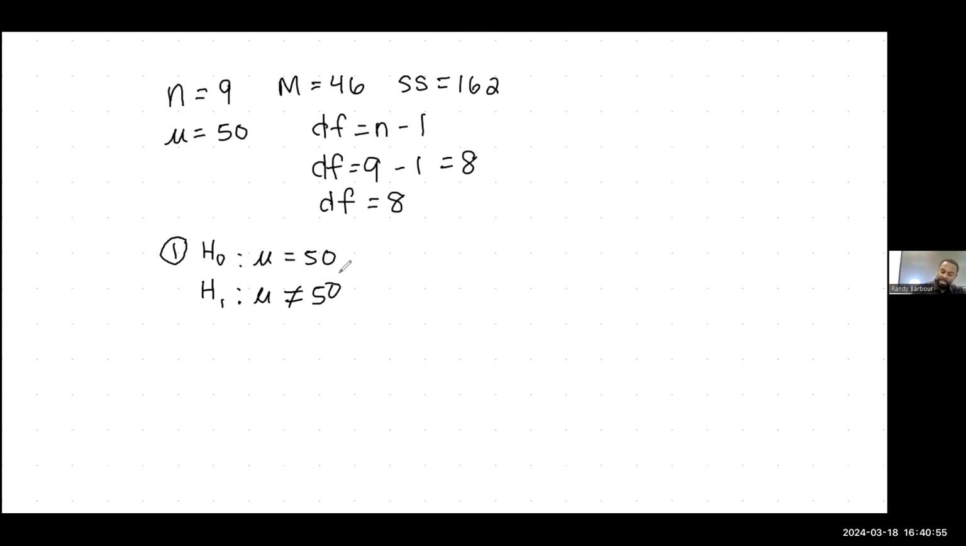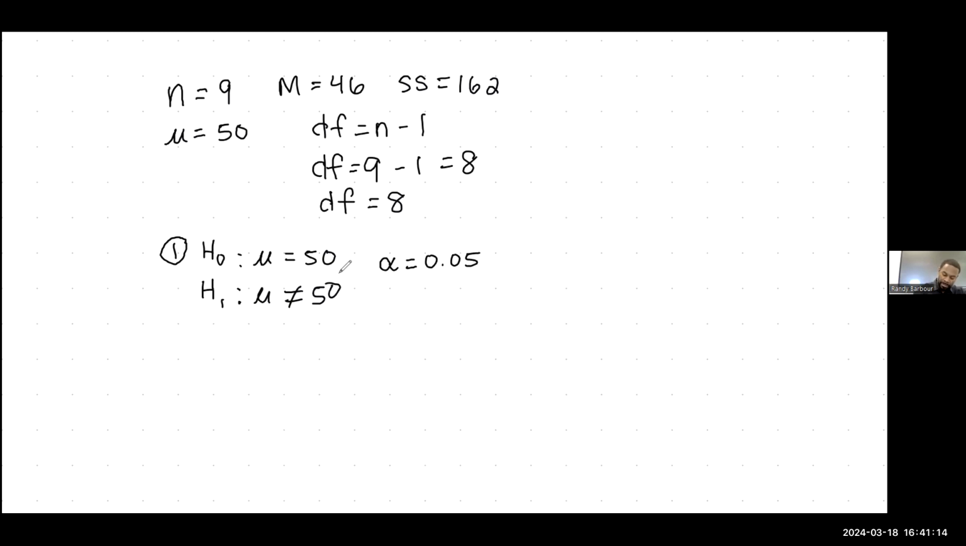And then you're also going to select your alpha level, which is an alpha or significance level of 0.05 or 5%. Okay, so we have our alpha level and we have our hypothesis test, right? So we have our null hypothesis, the hypothesis for that, and we have an alternative hypothesis.